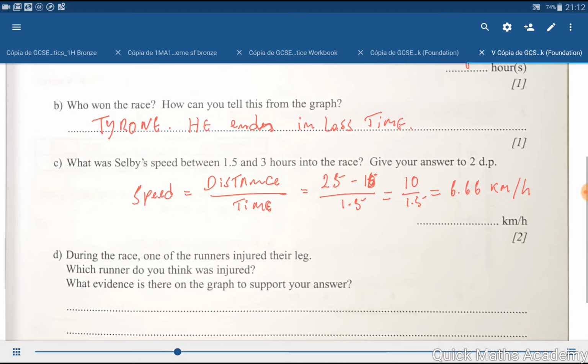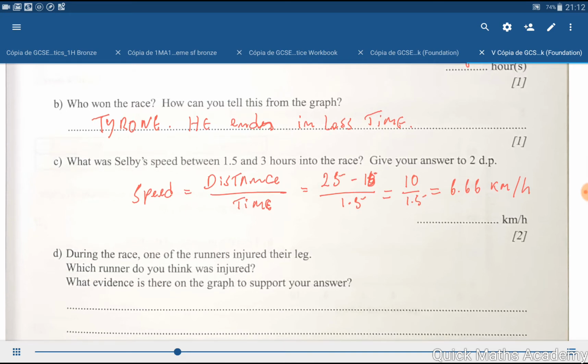It's always like this. If they ask for the speed, it is the distance over time. If they ask for the distance, it is the speed times the time. We can change sides depending on what we are trying to calculate.